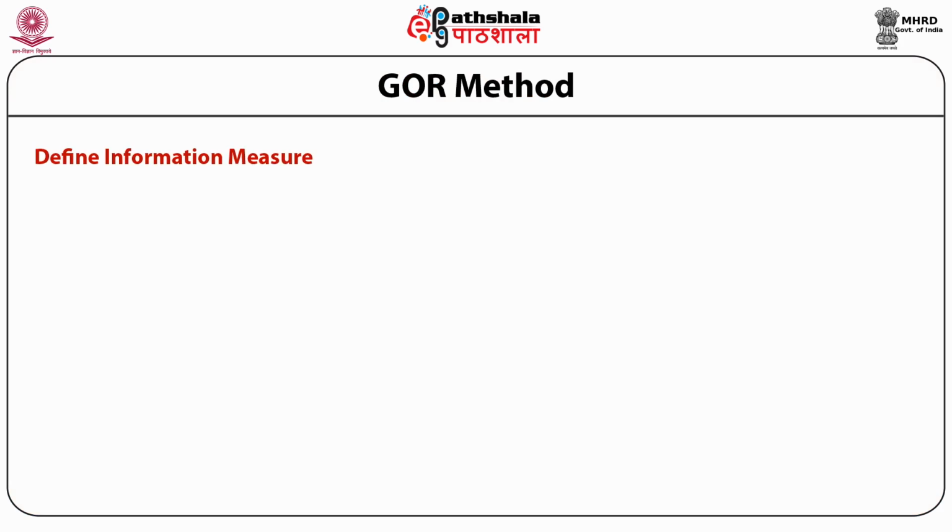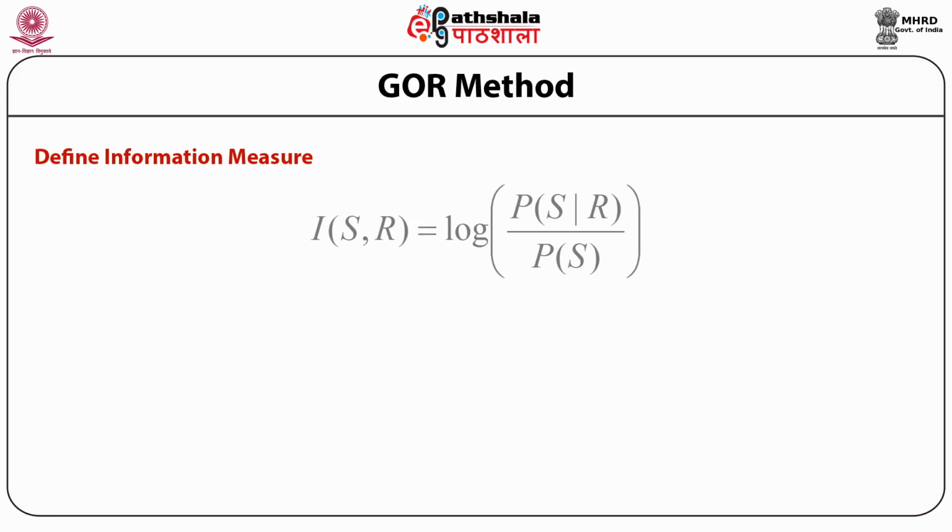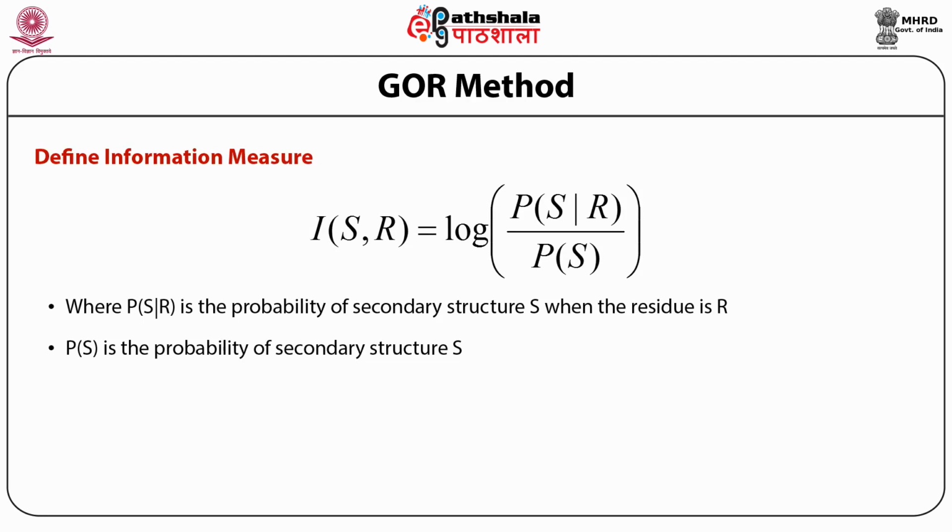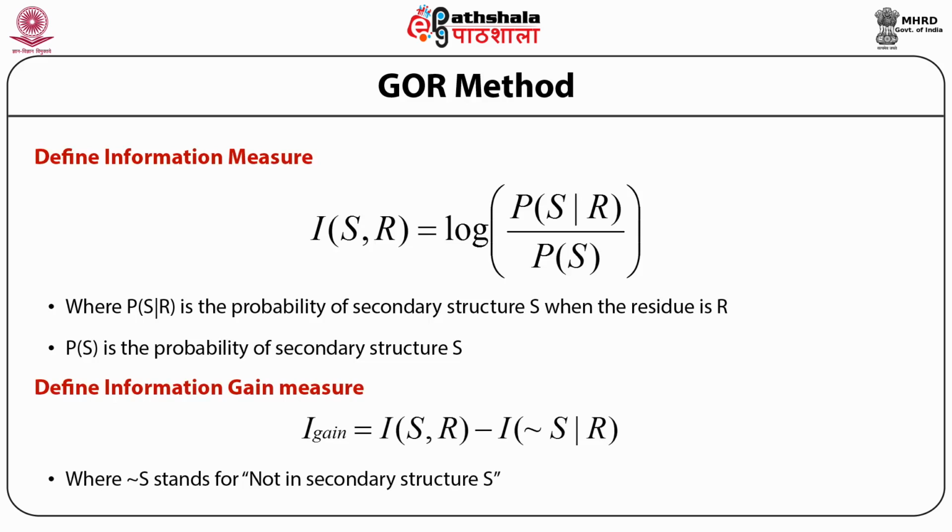You calculate an information theoretic measure, I(S;R), where the probability P(S|R) gives you the probability of getting secondary structure S given the presence of residue R. Then one defines an information gain measure. That is, what is the information gain if I assign a particular amino acid to a particular secondary structure, minus if I do not do that?